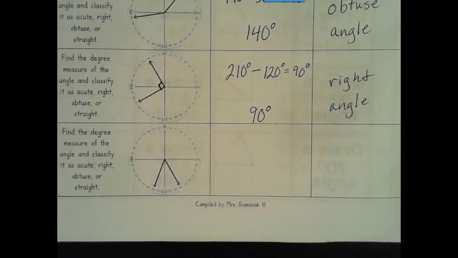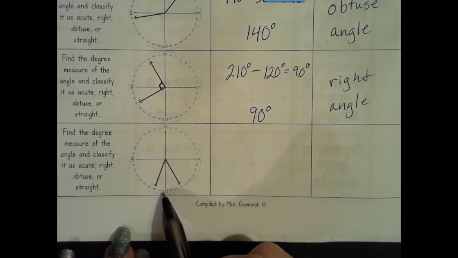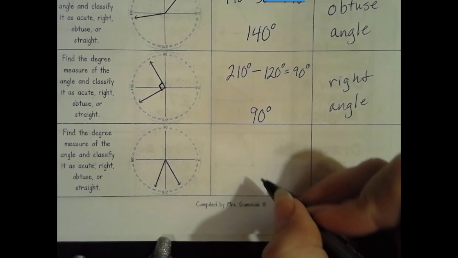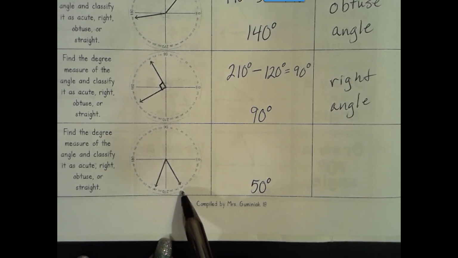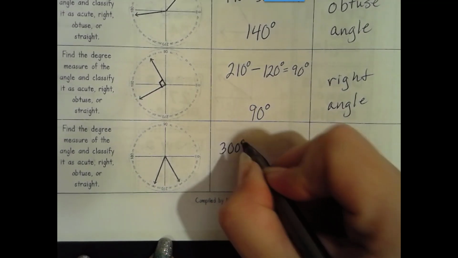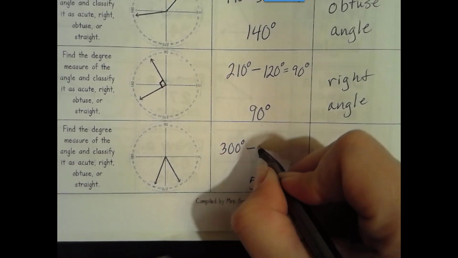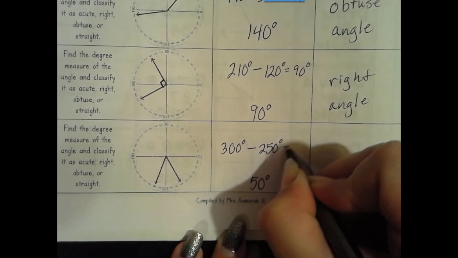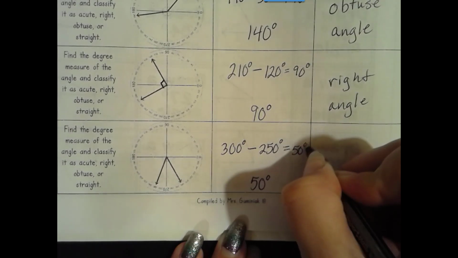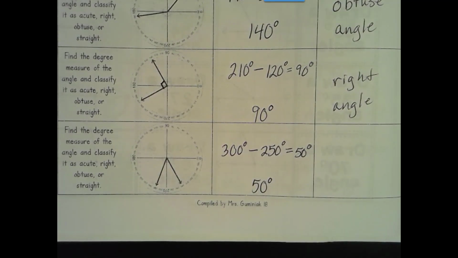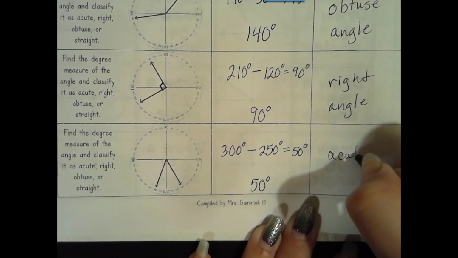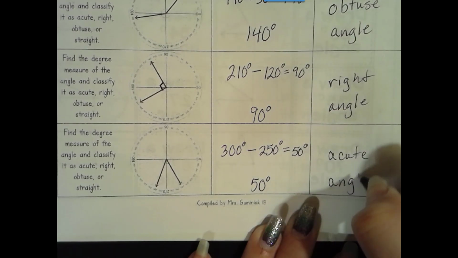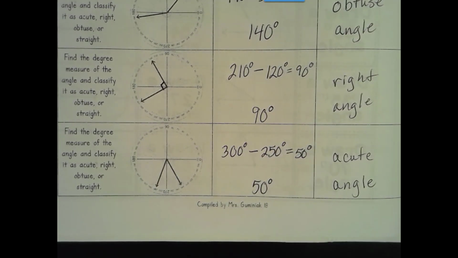Okay, so we have our last one. So starting here, we have 10, 20, 30, 40, 50 degrees. But another way to look at it is this ends at 300 degrees, and this one's pointing at 250 degrees. The difference between the both of them is 50 degrees. This is less than 90 degrees, so it is an acute angle. Hopefully with the practice that you've been receiving, you're more easily able to see the difference between those four classifications of angles.